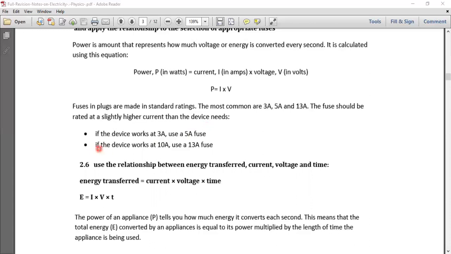Here's an example. If the device works at 3 ampere, use a 5 ampere fuse. If the device works at 10 ampere, use a 13 ampere fuse. That means the fuse value must be greater than the current value.